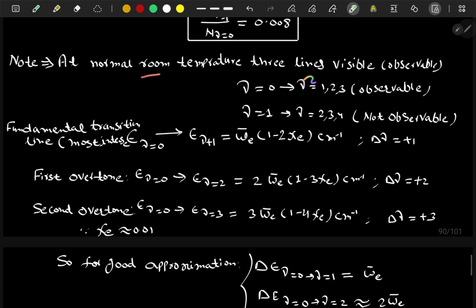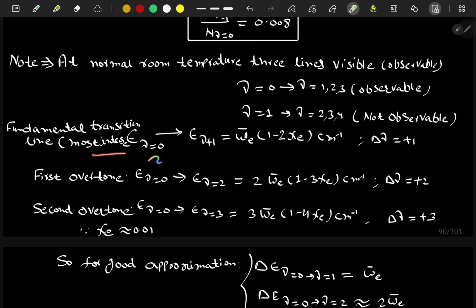Now at normal room temperature, 3 lines are visible, observable to us, mu equal to 0 and mu equal to 1. So for mu equal to 0 we are having mu equal to 1, 2, 3 which are observable, and for mu equal to 1, 2, 3 and 4 which are not observable to us. चलो आगे बढ़ते हैं. देखो यही था अपना mu equal to 0 पे 3 ऑब्जर्वेबल है, mu equal to 1 to 3, और mu equal to 1 पे mu equal to 2 to 4.